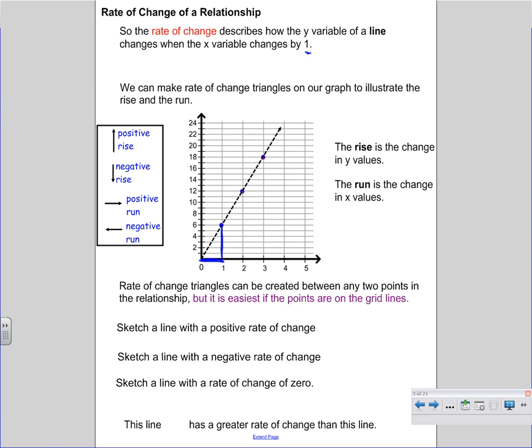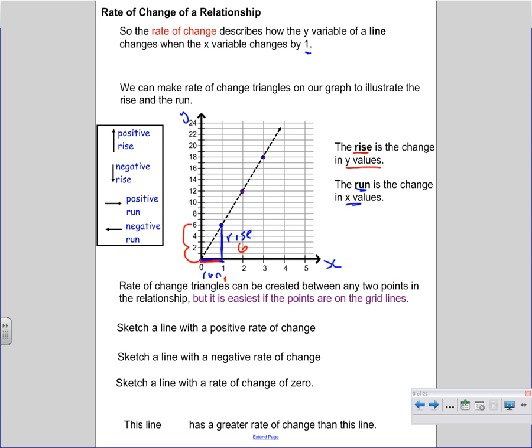The amount that I have changed by on y is my rise, and the amount that I've changed on the x is my run. So in this case, it appears that we have gone from 0 up to 6, so my rise is 6, and the run along the x is, I changed from 0 to 1, so my run is 1. Notice again the rise is the change in the y values, and the run is the change in the x values.